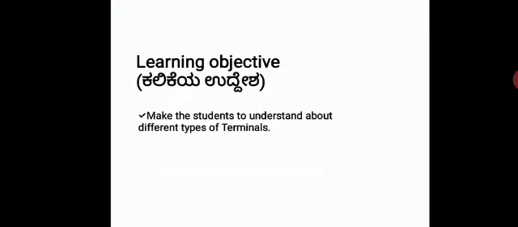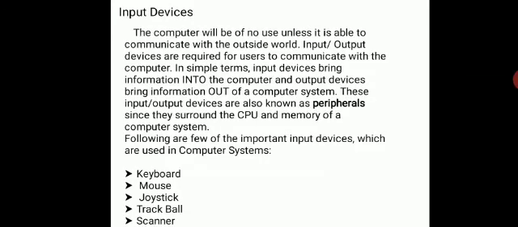Today we will discuss input devices and output devices. What do you mean by input and output devices? Input and output devices are required for the user to communicate with the computer. In simple terms, input devices bring information into the computer or send instructions to the computer, and output devices bring information out of a computer system.